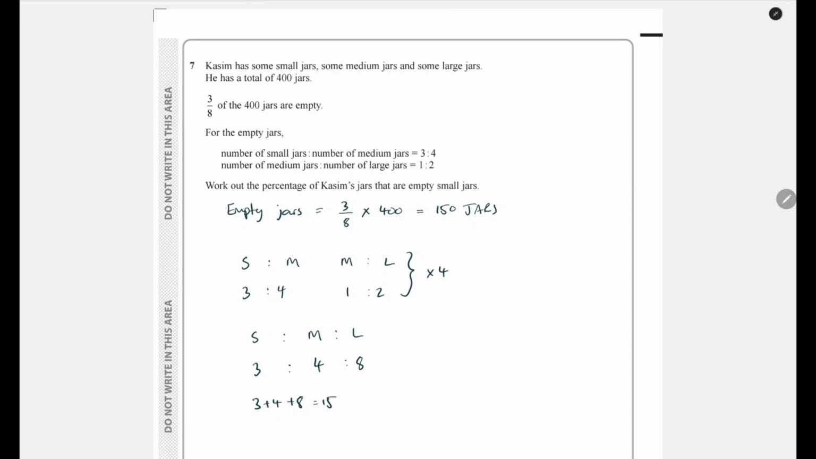The question's asking us to work out the total number of empty small jars. That is 3 over 15 multiplied by 150 empty jars. And that will give us 30 jars. Now the question clearly states they want the percentage, and so 30 over the total number of jars of 400 multiplied by 100 gives us 7.5%.